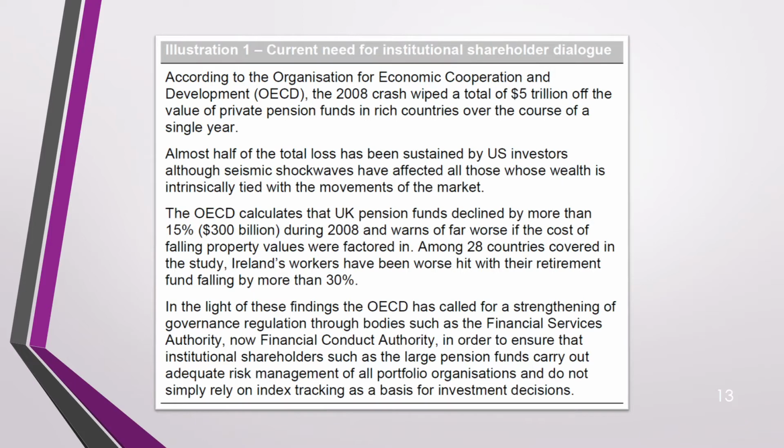We went through the types of shareholders, right? Out of it, one was pension fund. So the large pension funds have to carry out adequate risk management. When they are managing the risk, they have to see adequately across the whole portfolio they might be investing in. Let's say I might be investing in 5 companies. I have to see the risk of investing in those 5 companies.